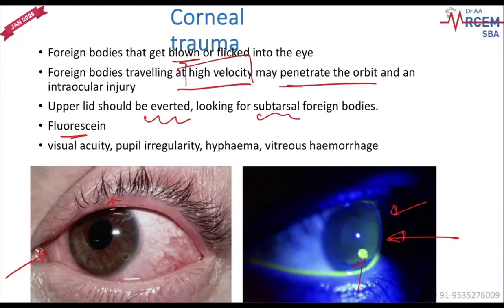Very rarely, there will be some vitreous hemorrhage or hyphema. Hypopyon is nothing but pus collection we are talking about. Sometimes if a penetrating injury is there, an irregular pupil might be there. Even the visual acuity might be affected.